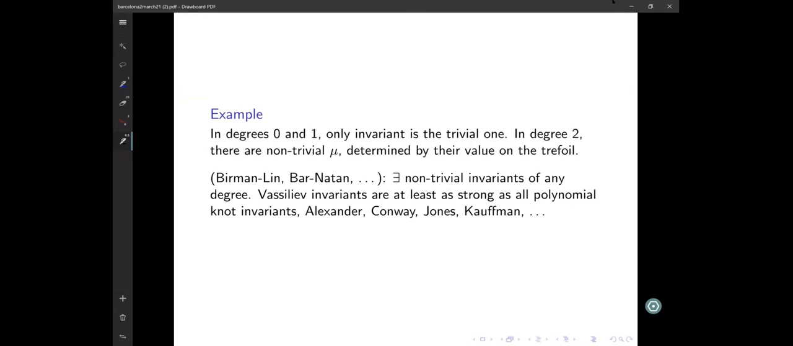Okay, so I want to first explain how these Vassiliev invariants are related to some algebraic description. This is sort of old. So A_n is the Z module of n chord diagrams, chord diagrams with n chords. So it's the free Z module generated by chord diagrams.